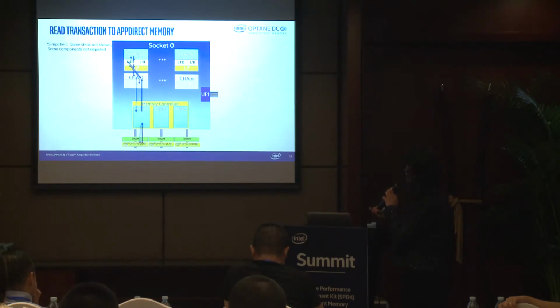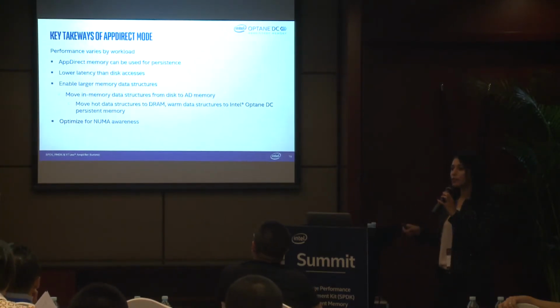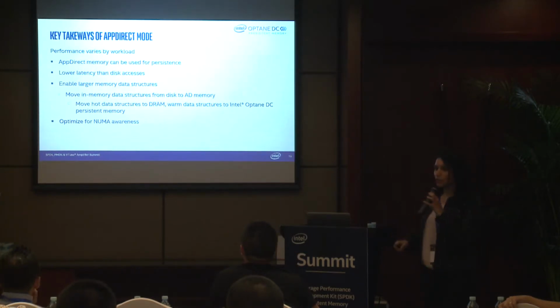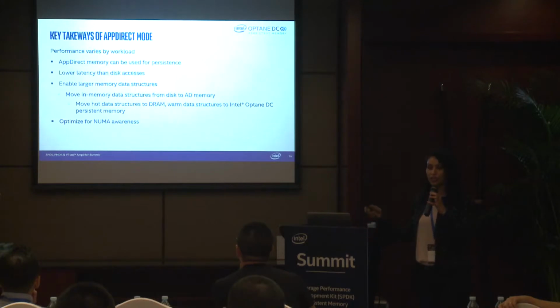I'll move forward. Feel free to stop me anytime. So the key takeaways of the app direct mode is that the performance is going to vary per workload. It's based on what your workload is doing, right? App direct memory is primarily used for persistence, but you can also use it for volatile reasons, if what you need from your application is a large amount of memory, not exactly persistence. I've seen that a lot in HPC applications. They just want larger memory, and they don't really care about persistence. So you can use it for that as well.